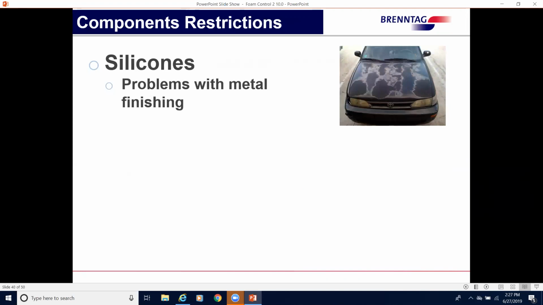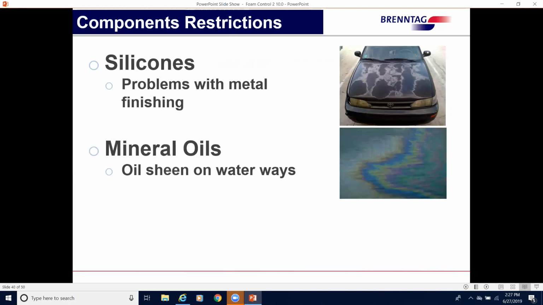A good example of that would be if you're working in a paint shop and you're painting cars. Silicone-based defoamers can actually lay a thin layer on the surface of, say, a car panel or a hood or something like that. And when you go to paint, your paint won't get good adhesion, and that can cause issues down the road. The next one here are mineral oils.